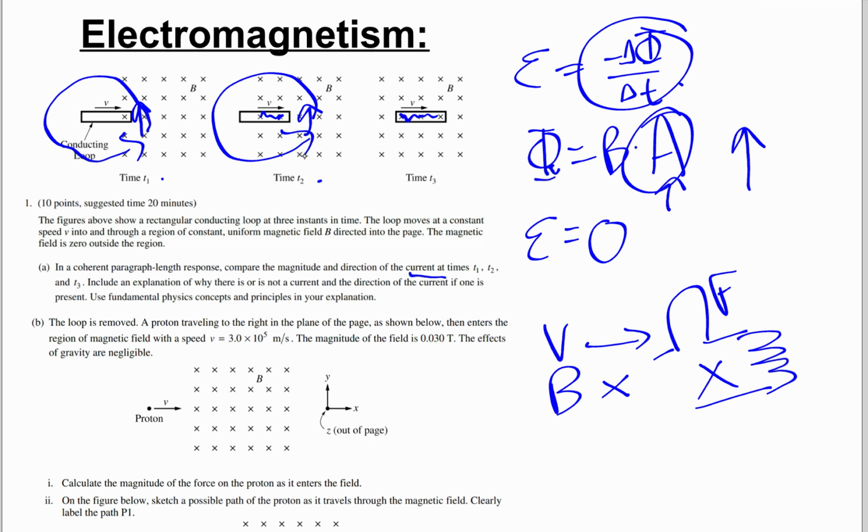Now at time t3, we're also going to have an upward force on this side. But since the left side is also in the field, there's going to be an upward force there as well. These are going to cancel each other out, which is another reason why the current's going to be zero at time t3. But we already knew the current is zero at time t3 from looking at the flux.